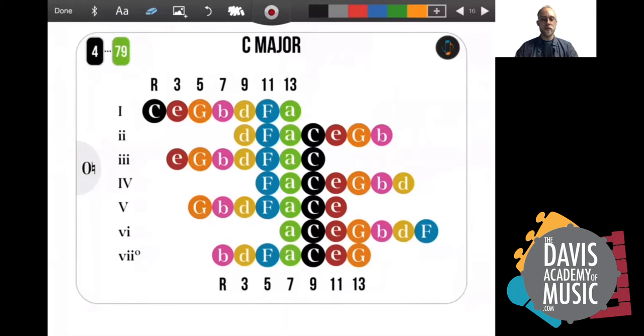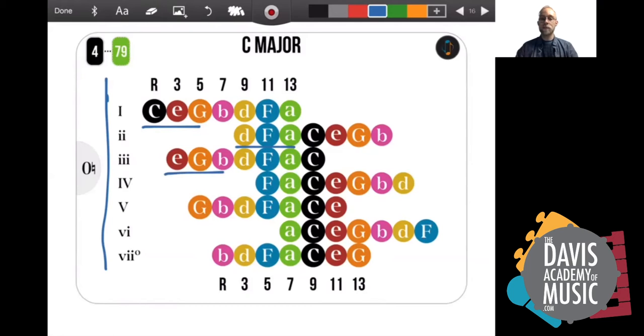Now I chose C major just to make it easy, but if you look at the left hand side of our chart, we have all the Roman numerals from 1 to the diminished 7. All of the triads are going to be the first 3 notes of any of these Roman numerals. So the 1 chord, the first triad is going to be C, E, and G. For the 2 chord, that triad would be D, F, and A. And for the 3 chord, it would be E, G, and B, and so on and so forth.